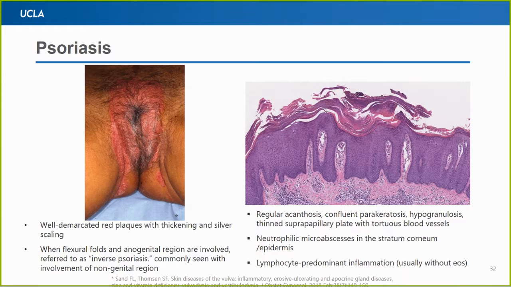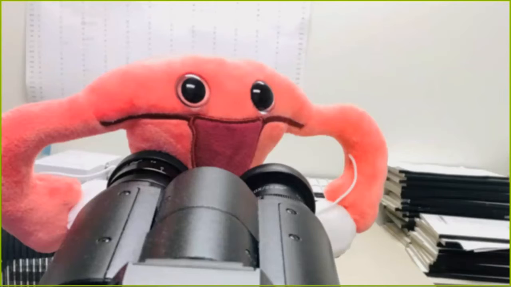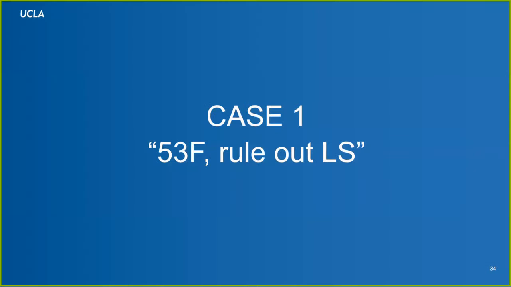All right, next I'll go on to show you some cases, more like on the PowerPoint of captured images. So here is the first case, the most common differential that we get on the clinical history. 53-year-old, rule out LS. And when I see this history, in my head I'm imagining the most classic case and just wishing that it would be classic enough that I can diagnose it.